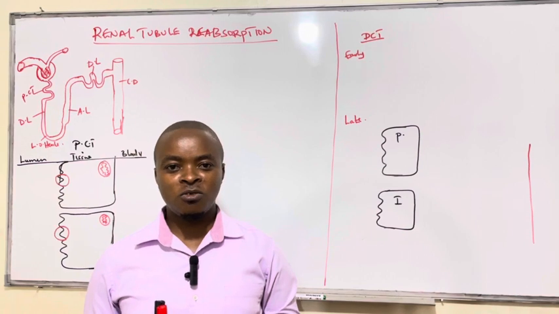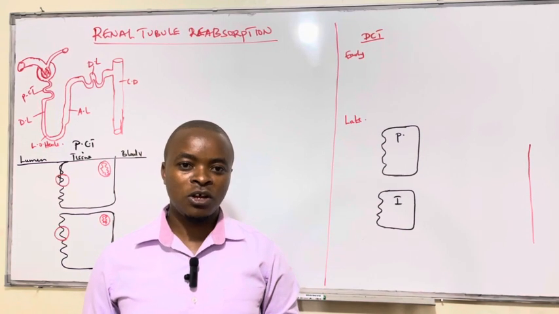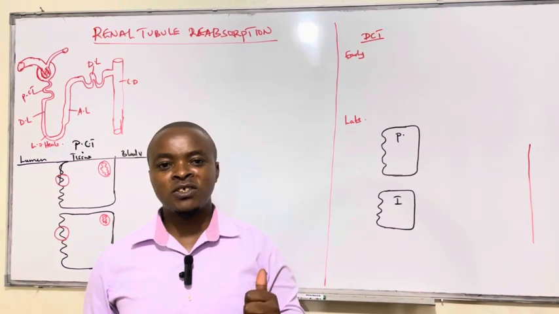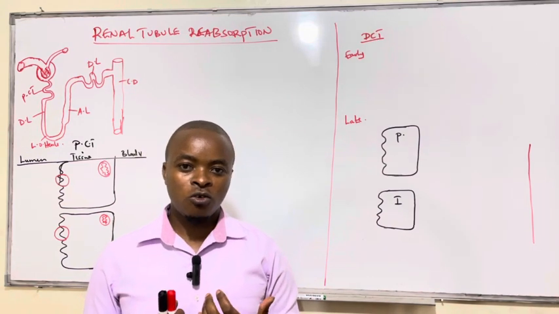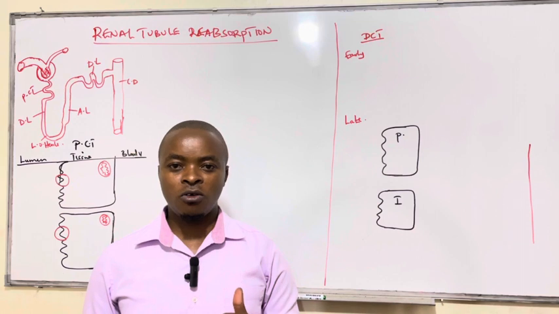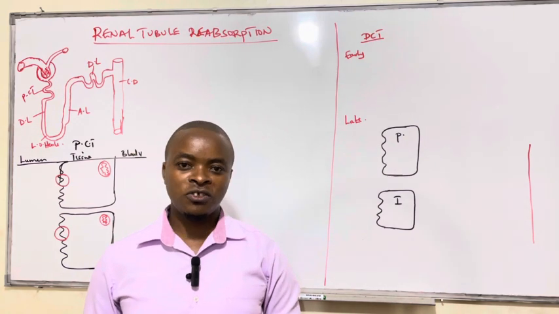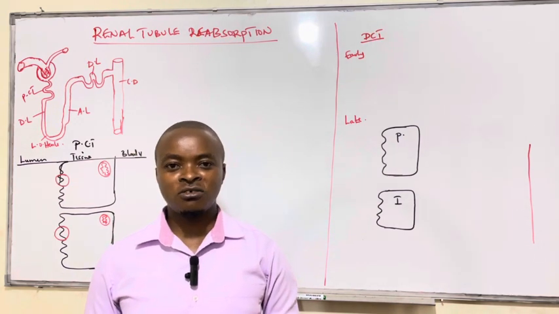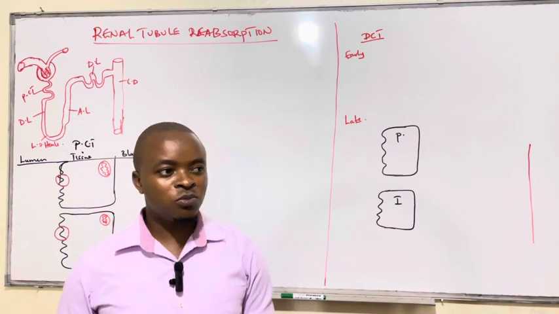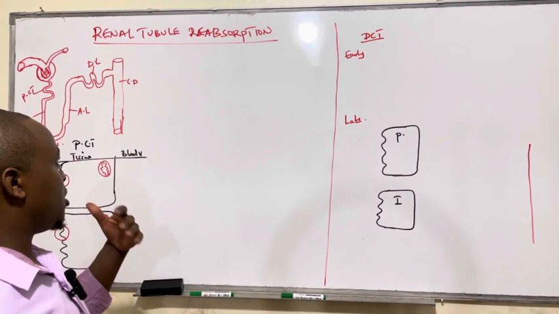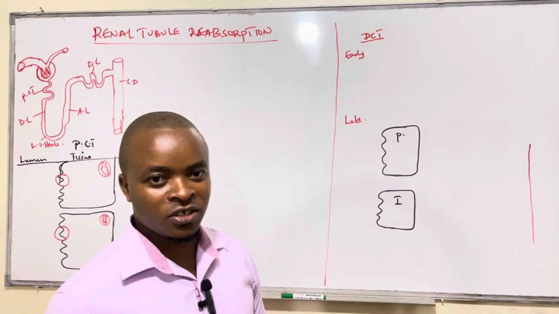In this session, we want to talk about renal tubules. In the previous video, we looked at the renal corpuscle, and we saw glomerular filtration, and we also looked at the regulation of GFR. So in this session, we want to talk about renal tubules. And in renal tubules, we see majorly reabsorption and secretion.